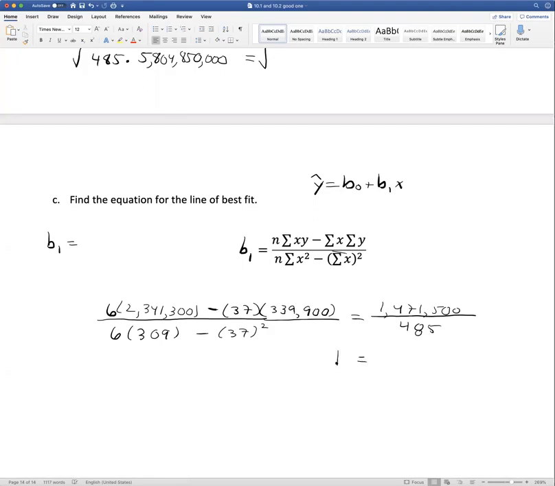So this is the slope of this line. And when we divide the two, 1,471,500 divided by 485, I'm going to round to 2 decimal places here, we get 3,034.02. Okay, so far in the equation of the line, this is the information we have: y hat is equal to b naught plus 3,034.02 times x. We just figured out what b1 is. This is the slope of our line.